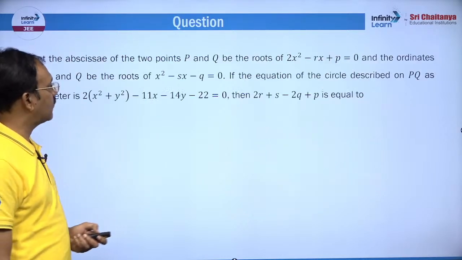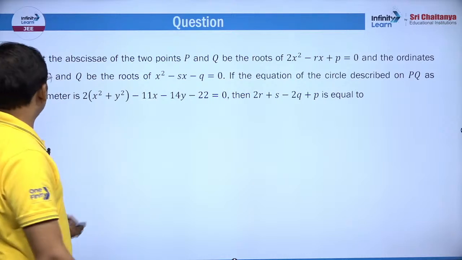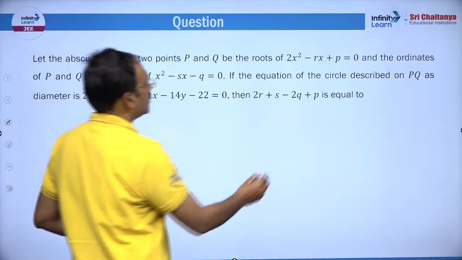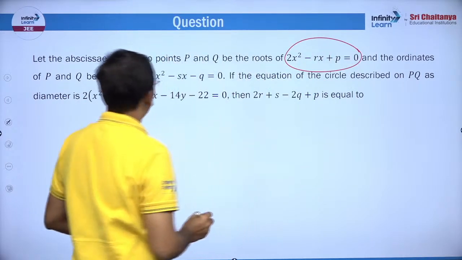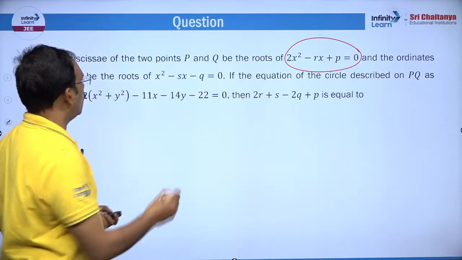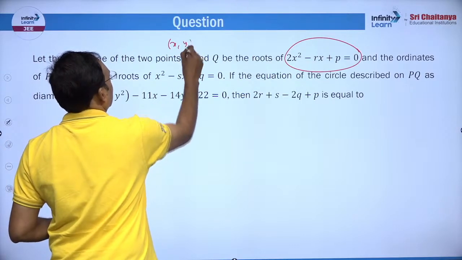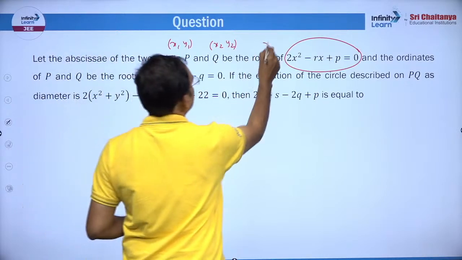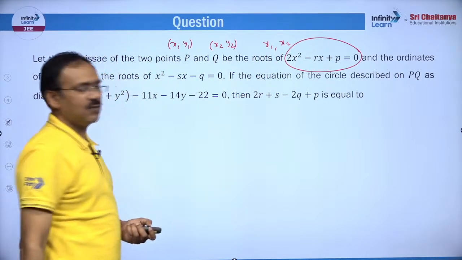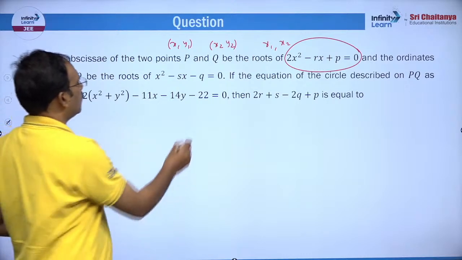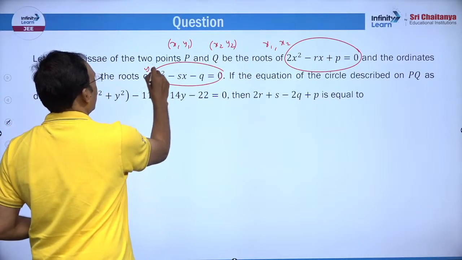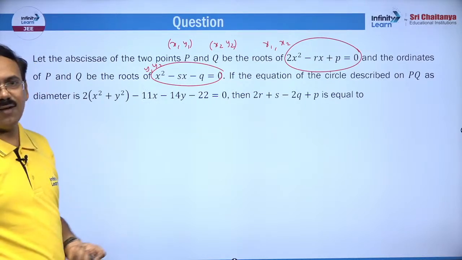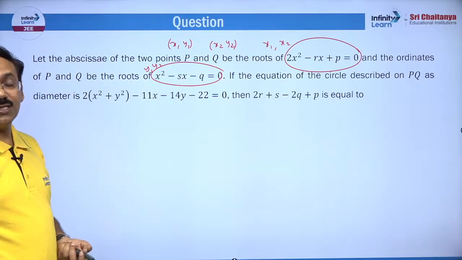Okay. Next friends, this is another question. Let the abscissa of the 2 points P, Q be the roots of this equation. So that means 2 points, say x1, y1, x2, y2. Abscissa are the roots of this, means x1, x2 are the roots of this equation. The ordinates of PQ be the roots of this equation, means y1, y2 are the roots of this equation. The circle described on PQ as diameter.